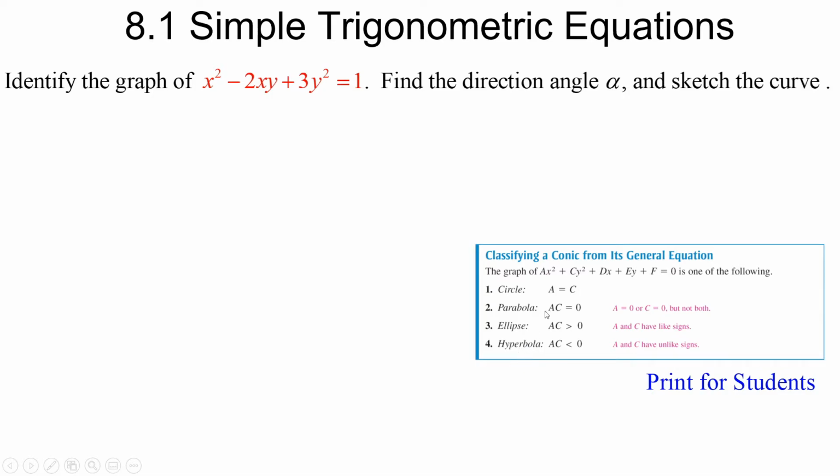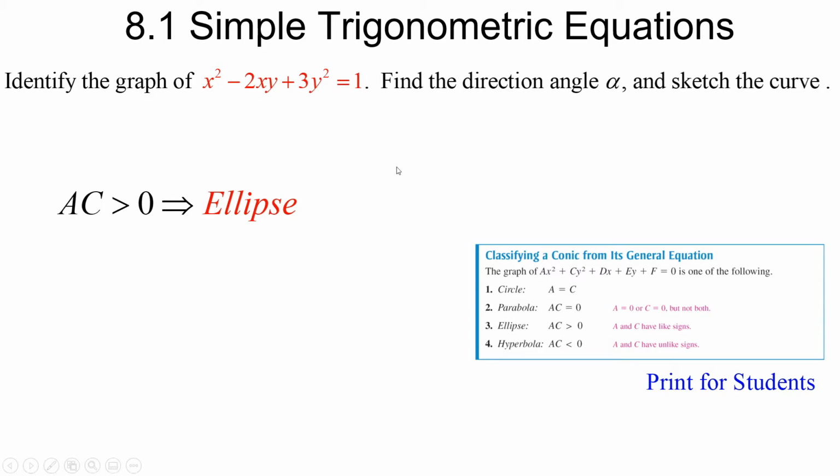So all I have to do is look. Does A equal C? Well, A is 1 and C is 3. No, so this is not a circle. And I'm down to parabola, ellipse, or hyperbola. And that's just based on what is A times C. So A times C, how does that compare to 0? Well, if A is 1 and C is 3, 1 times 3 would be greater than 0. And if A times C is greater than 0, I have to have an ellipse. So that part's simple. It's going to be very easy for you guys to look at the general equation of a conic and tell me what kind of conic it is.